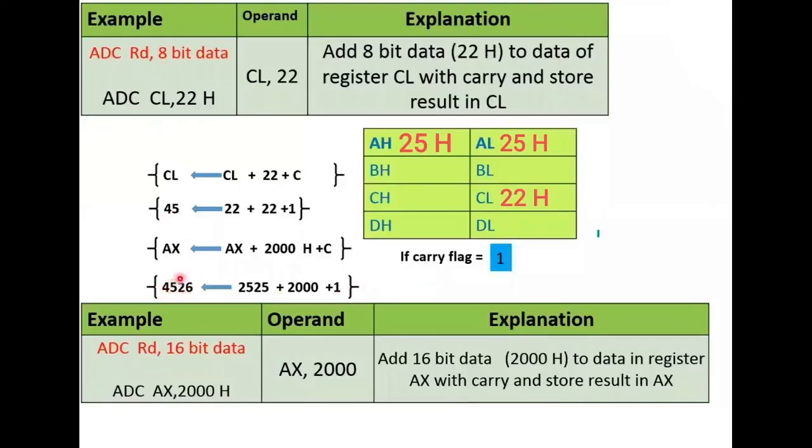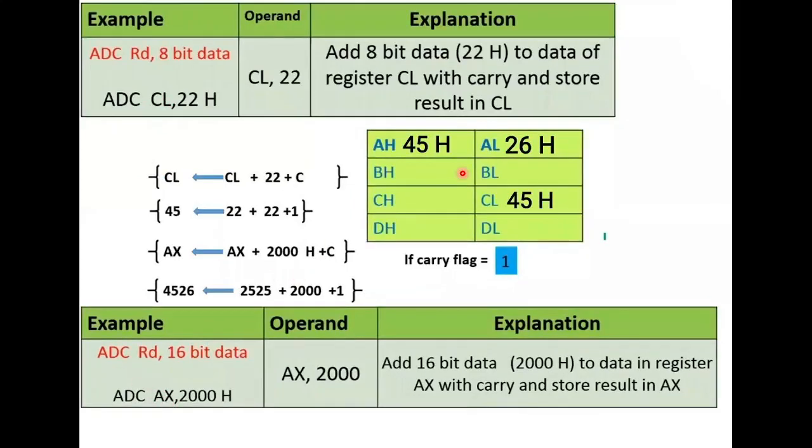Now this value I am going to store in AX. AX means combination of AH and AL. This 45 I am going to store in CL, because see this instruction, CL is destination here and AX is destination here. Okay, we'll see the result now. See, all the registers are changed with these values. CL stored with 45 and AX stored with 4526. I hope you understand how to perform this add with carry 8 bit operation as well as 16 bit operation.